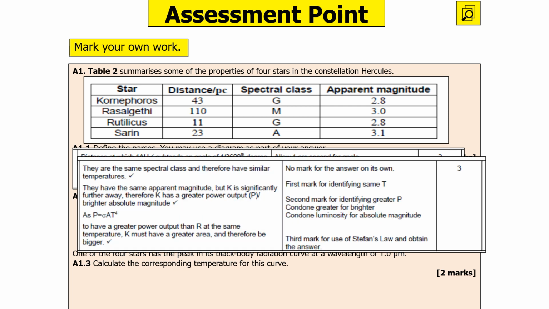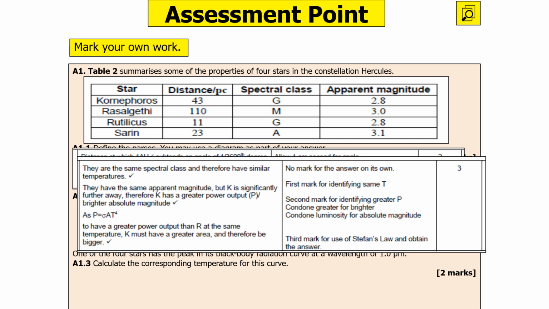Well, you can work this out using Stefan's law, because we know we've got A in that particular equation. Now you'll see that both of them are in the same spectral class, and we assume that when things are in the same spectral class, they have the same surface temperature. So they have the same apparent magnitude, but Copernicus is significantly further away, as you can see from the information given to us. Therefore it will have the higher power output, so it will have the brighter absolute magnitude. To have the greater power output at the same temperature, it must have a greater area, so it must be bigger.